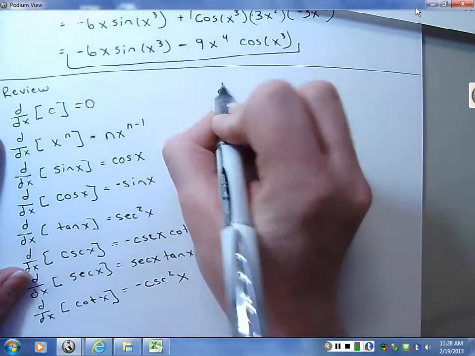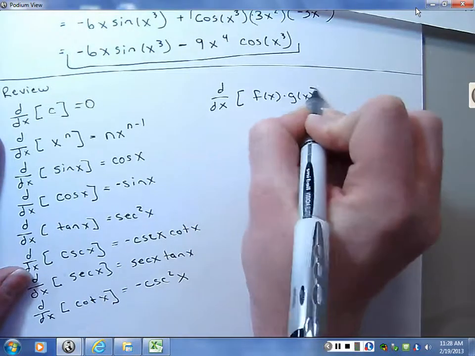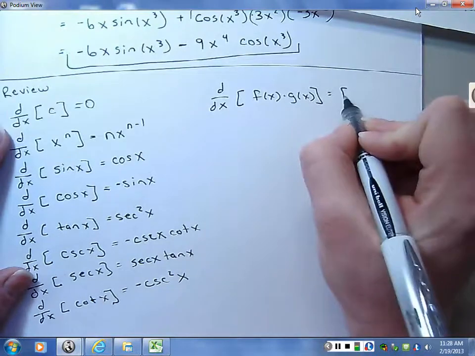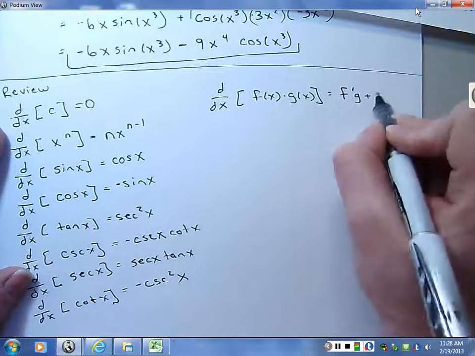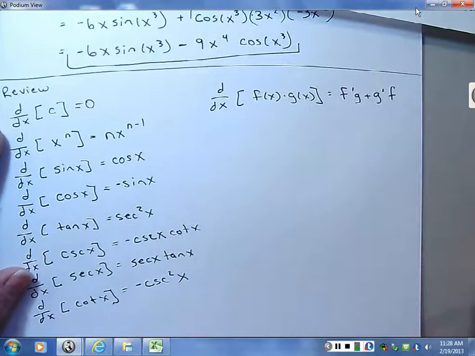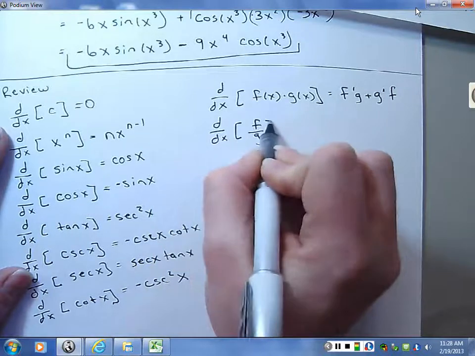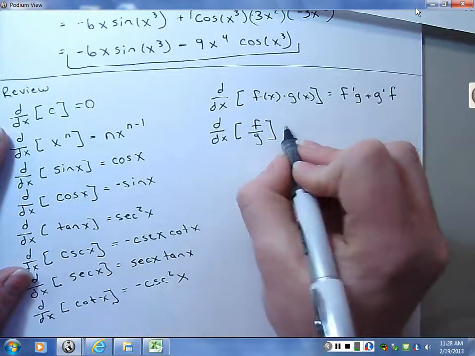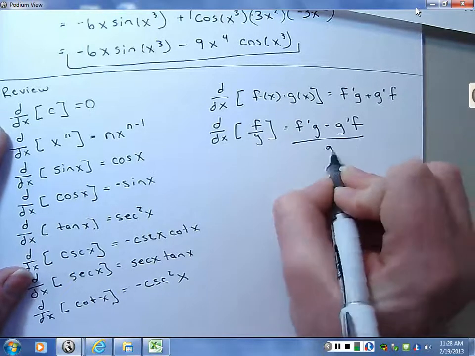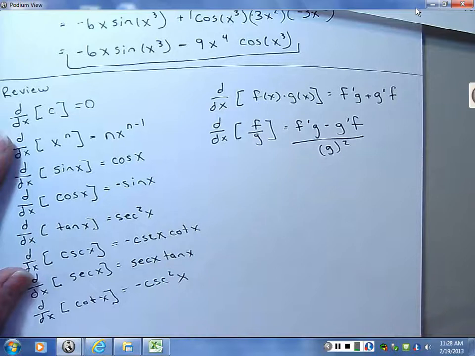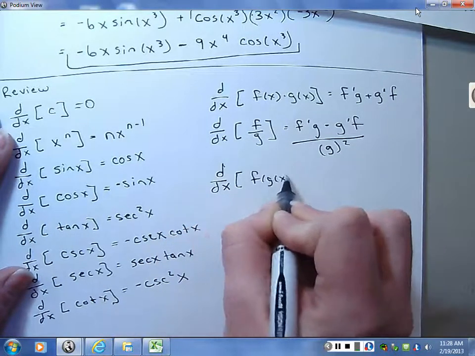But let's say we take the derivative with respect to x of f of x times g of x. That's the derivative of the first one, hold the second one, plus the derivative of the second one, hold the first one. So that's the product rule. What if I have a function divided by a function? So the derivative of the top, hold the bottom, minus the derivative of the bottom, hold the top over the bottom squared. So it's product and quotient, right? Yes.